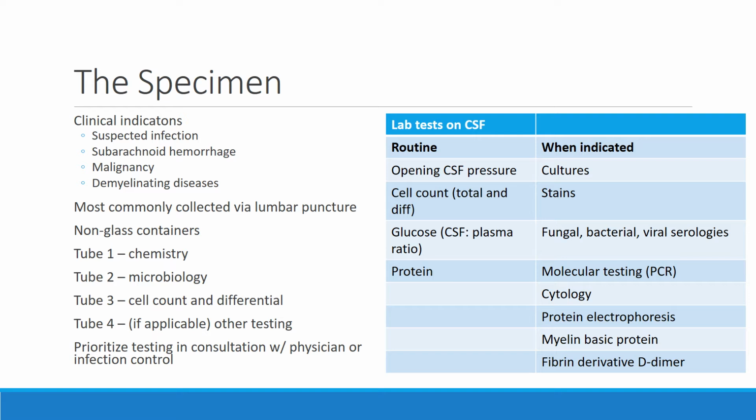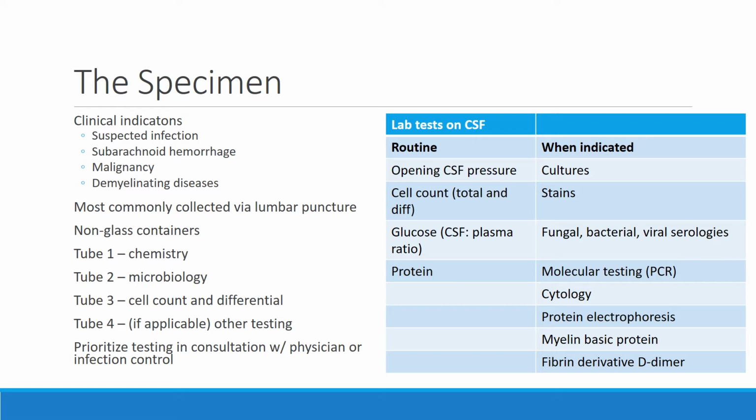The specimen is collected most commonly via lumbar puncture. However, there are other ways to collect it, and the second most common way would be via a shunt. So there are patients who have shunts from their brain, mostly their brain. And the shunt that is most commonly in place from the brain is called a Jackson-Pratt shunt.